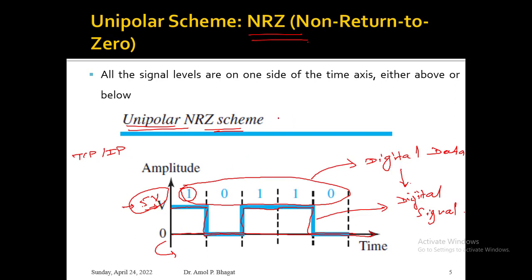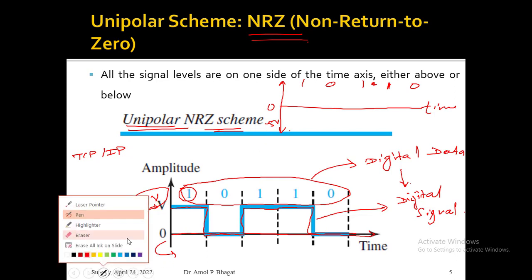So in case of this unipolar NRZ scheme, if I am representing similar data, that is 1 0 1 1 1 1 0, by using the signal above or below the time axis, just for example, here if I am using a negative voltage, just for example minus 5 volt for 0, and for 1 I am using 0 as the voltage, right?